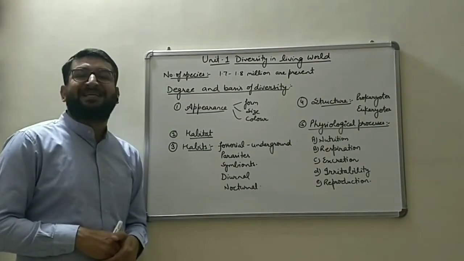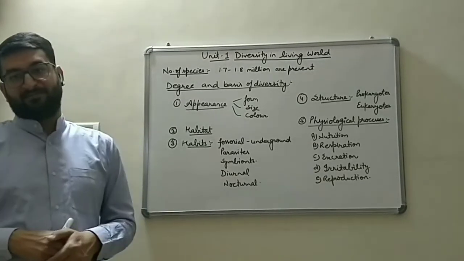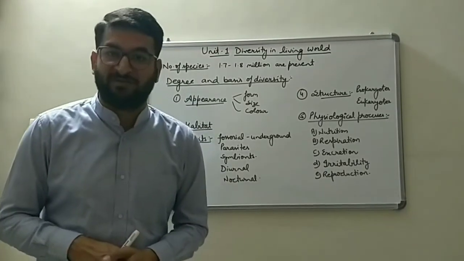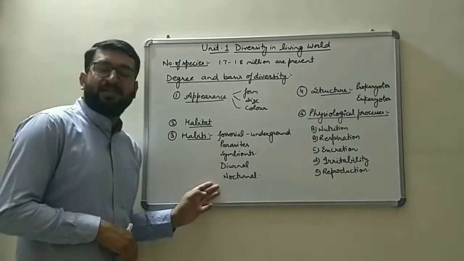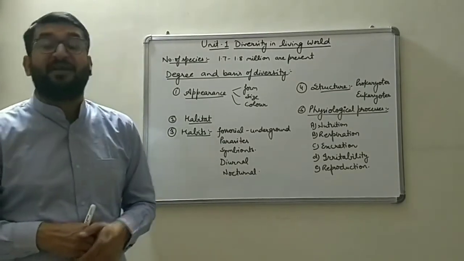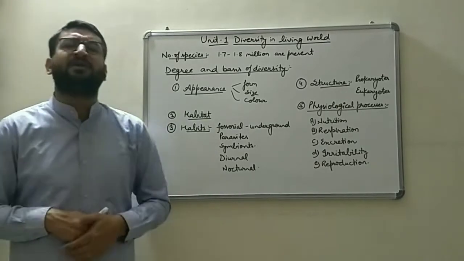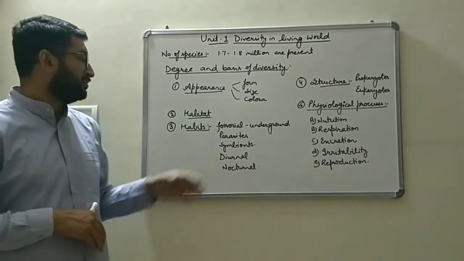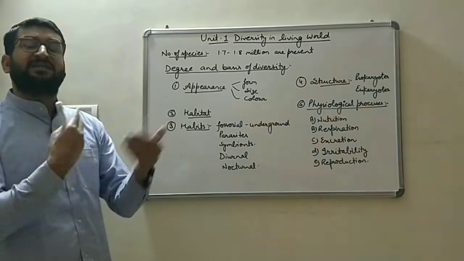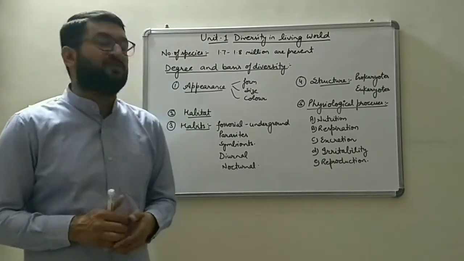Next, diurnal. The animals which are active during the day are known as diurnal animals. Another one is nocturnal. The animals which are active during the night are known as nocturnal, like cockroaches, which are usually active during the night. So these are the habits on which the organisms are differentiated into various forms.